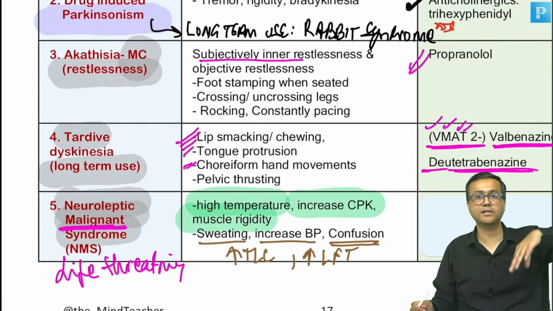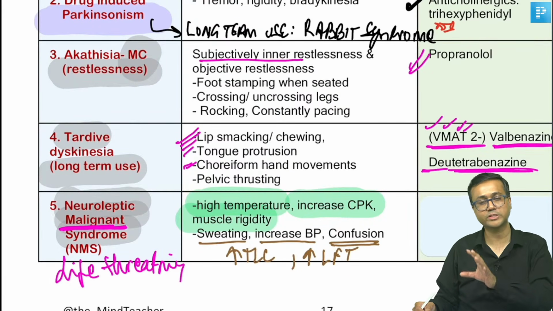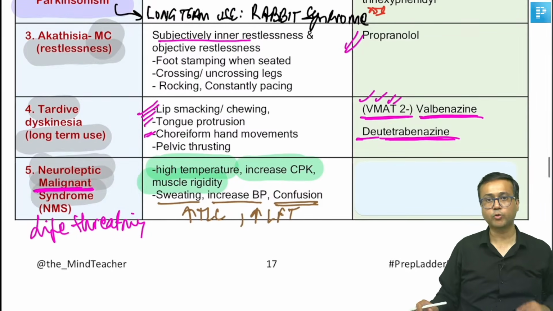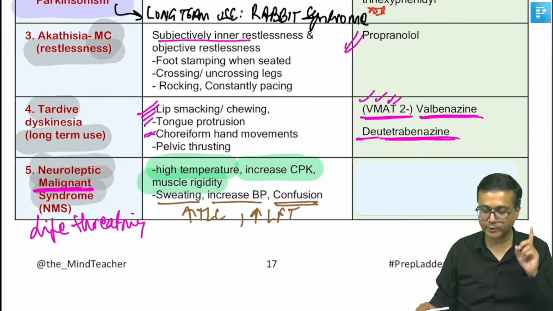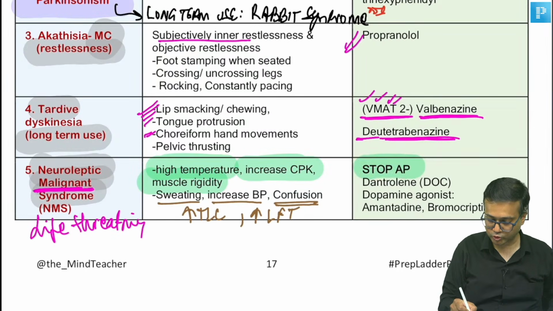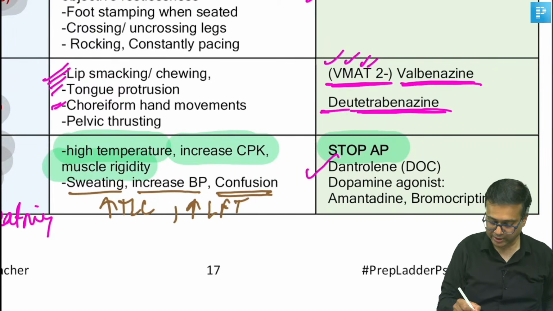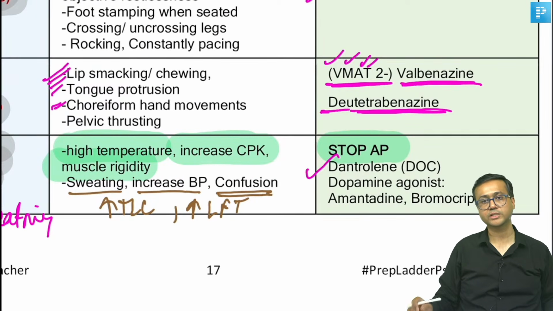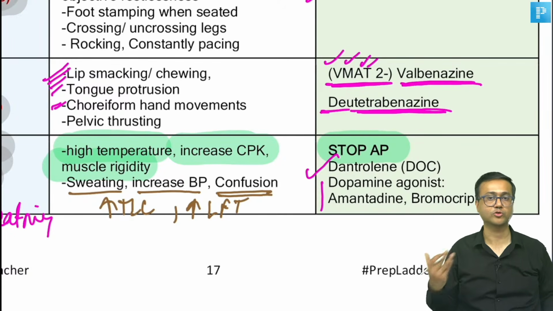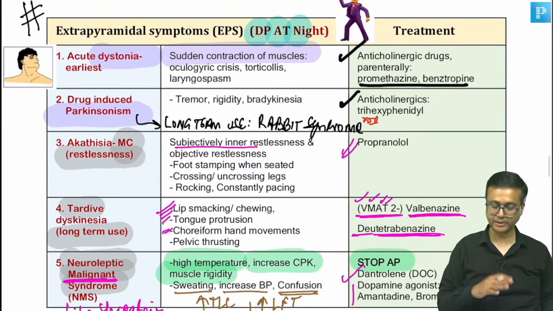So what you are suspecting beta, you are suspecting NMS. So please be very careful, sometimes such an emergency situation may also be given. So there are two important questions beta. If I ask you what is the first step, it would be to stop the antipsychotic. And if they ask you beta what is the drug of choice, then you can say dantrolene, a skeletal muscle relaxant. Even dopamine agonists like amantadine, bromocriptine can also be used. Okay, so this table is very important beta. Please remember DP at night.